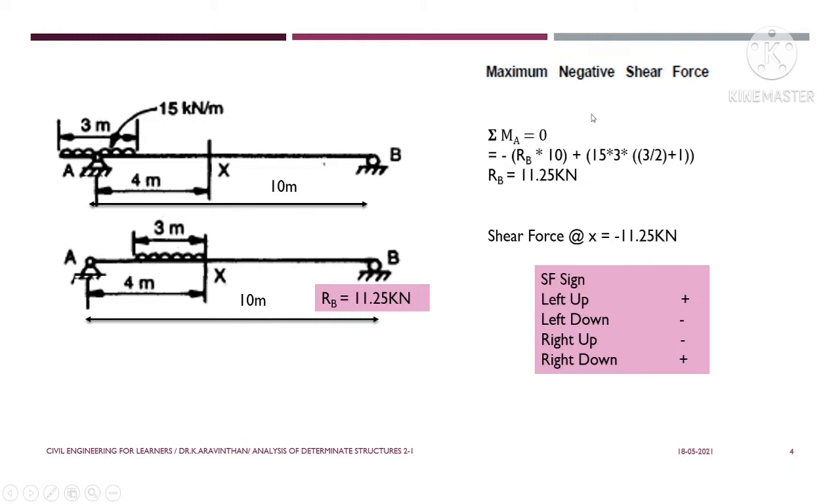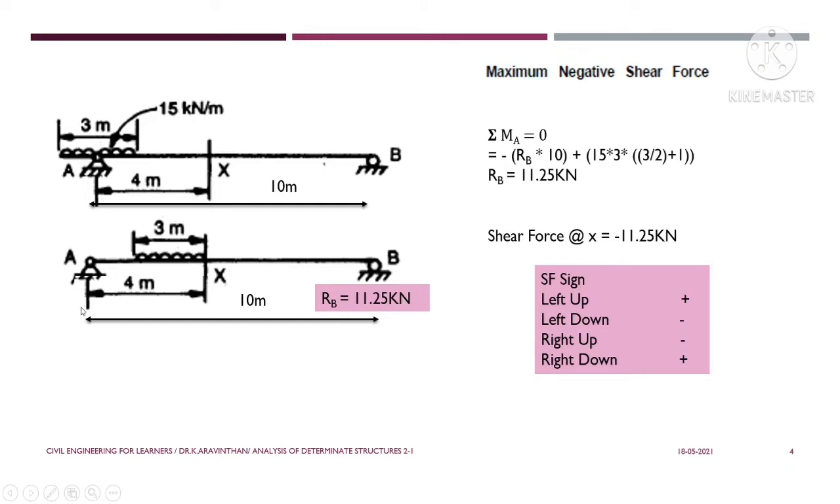If I am taking this outside, I will be getting 15 into 3 into 2.5, and after taking this outside and dividing this by 10, I will be getting RB as 11.25 kilonewton. That is what I have written here. After finding 11.25 kilonewton, if you need RA, you can find it.